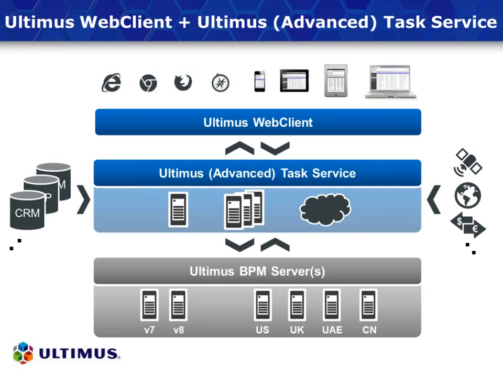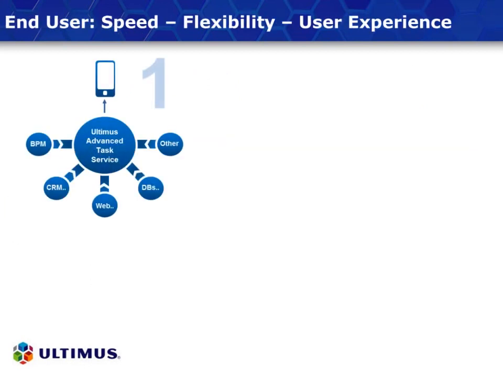If we look at the benefits, we'll start off with the end user benefits, so what the end user sees when interacting with the processes. First of all, the greatest advantage definitely is speed. With the Ultimus Advanced Task Service architecture, aggregating information like the BPM tasks and also external information like CRM, web, and so on, you can use the backbone of your enterprise IT to aggregate that information and very efficiently transfer it over to mobile devices.